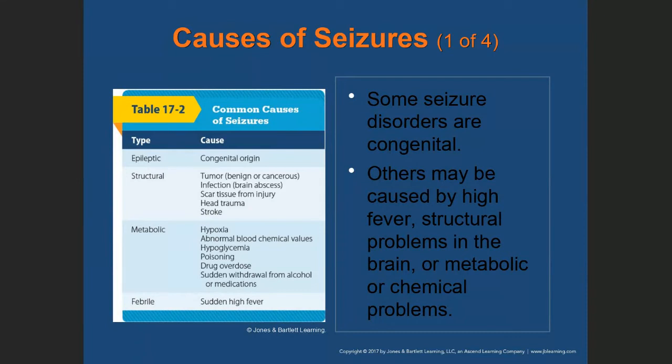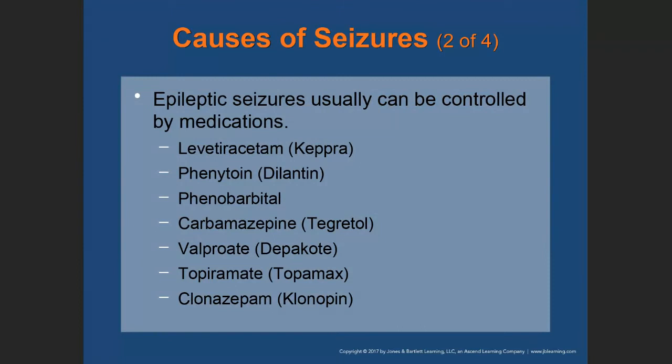So some seizure disorders are congenital. Others may be caused by high fever, structural problems in the brain, or metabolic or chemical problems. Epileptic seizures usually can be controlled by medications, and these are some of the medications: Keppra, Dilantin, phenytoin, phenobarbital, Tegretol, Depakote, Topamax, Klonopin. These are some of the medications that these patients will be taking. Useful information for you to write down in a notebook somewhere.